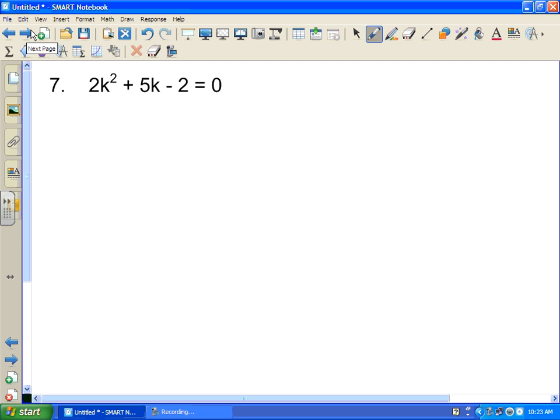So 2k squared plus 5k minus 2. Right, you should know the first step by now. Move the 2 to the right, so plus 2. Because I have something in front of the first term, 2k squared, you have to move it outside the parentheses.